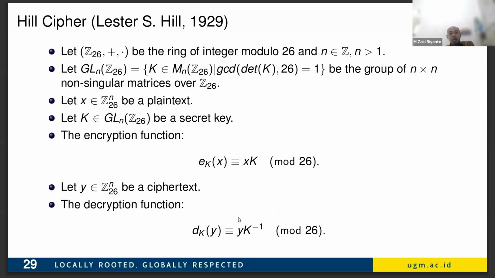And we also have the Hill cipher. Here, the encryption and decryption use matrix multiplication modulo 26. The secret key is a non-singular matrix over Z26, and the plaintext is a vector in Z26 of length n, and the encryption function and decryption function are given like that. So this is also very simple.